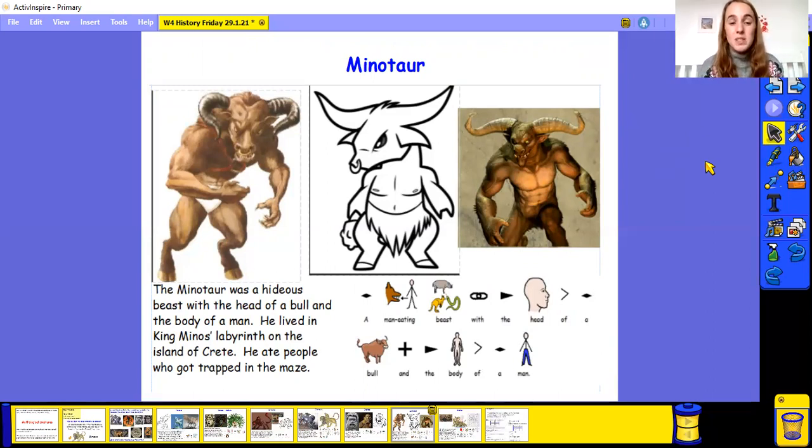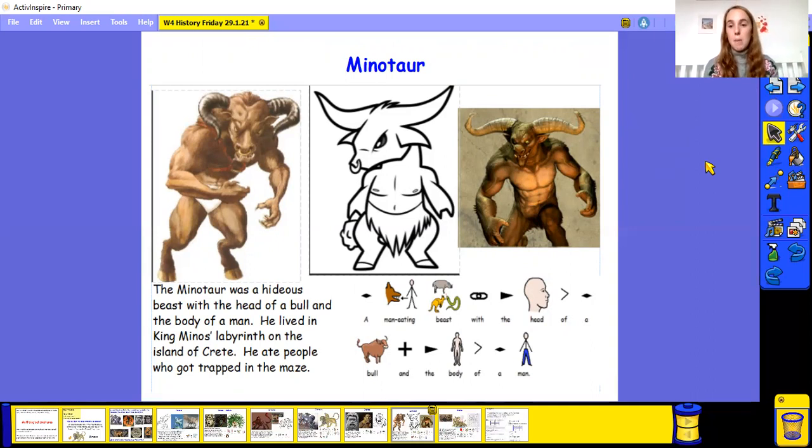So the Minotaur was a hideous beast, had the head of a bull and the body of a man. He lived in King Minos's labyrinth on the island of Crete. So many people would go to Crete to see if they could see the Minotaur. He ate people who got trapped in the maze.